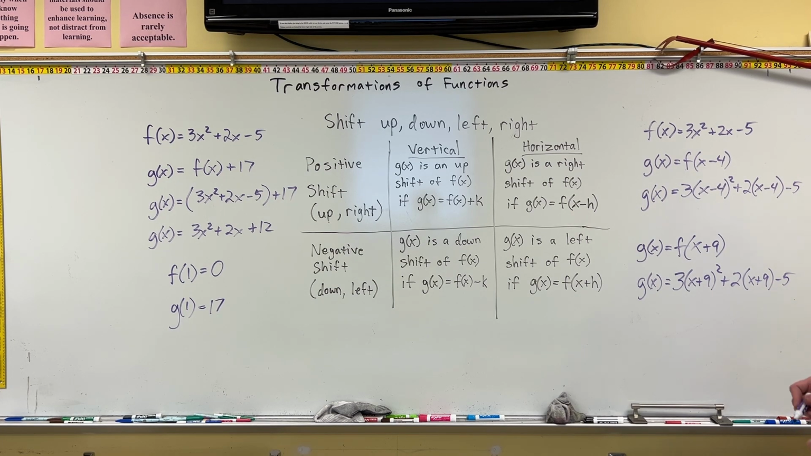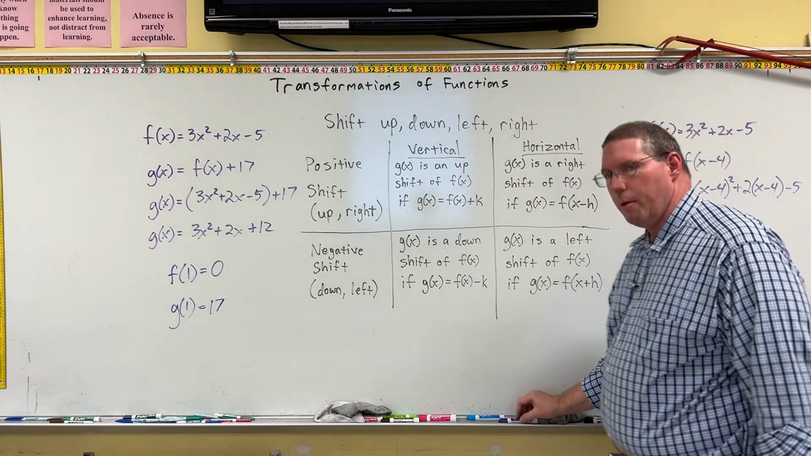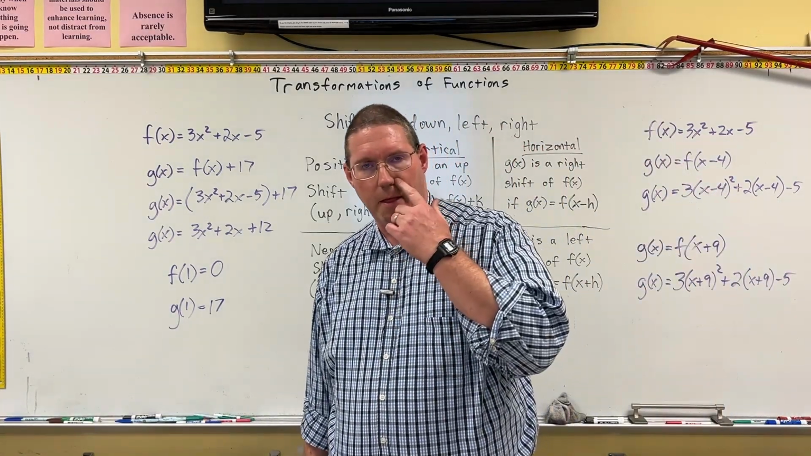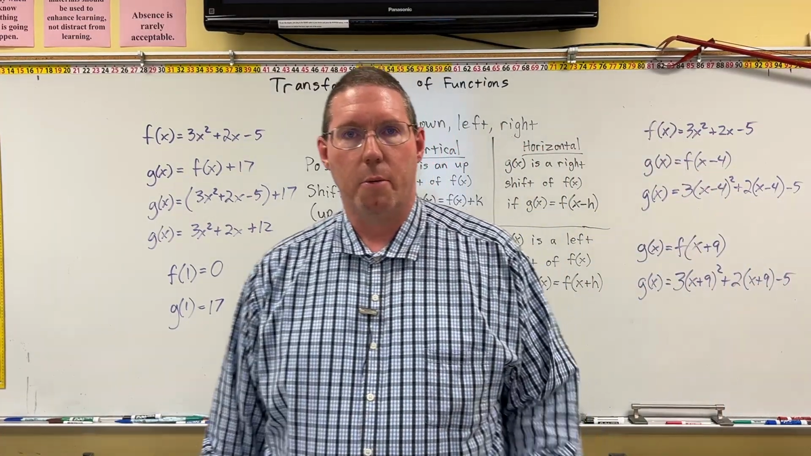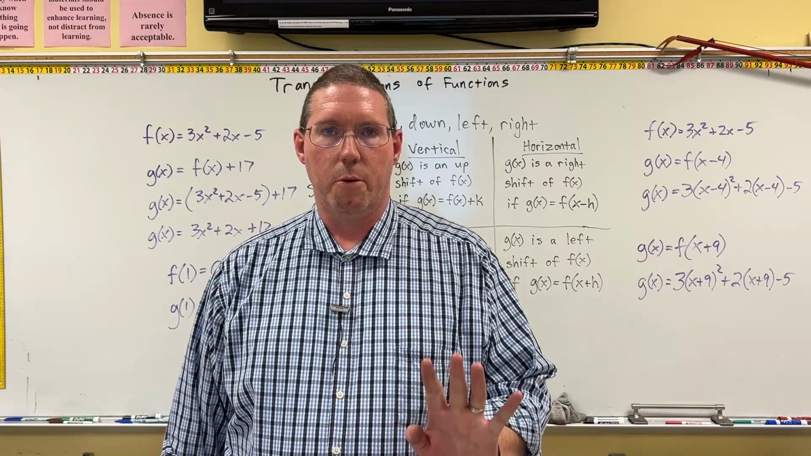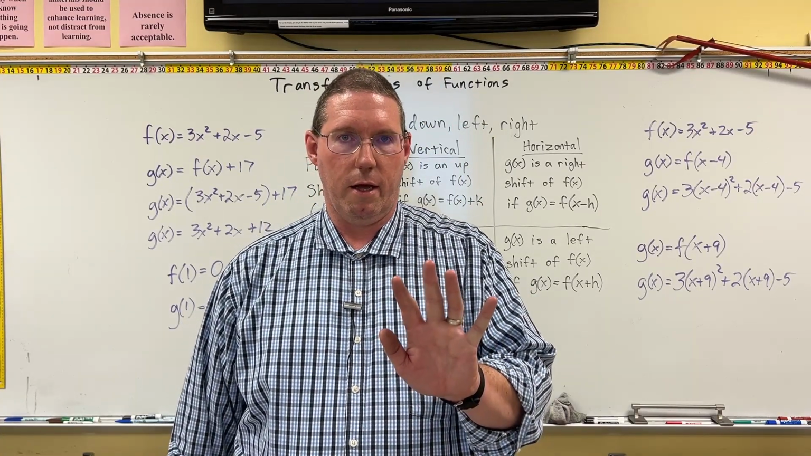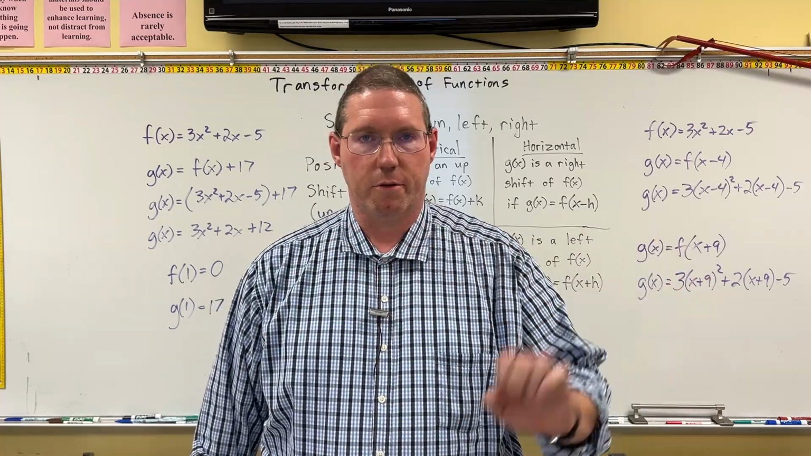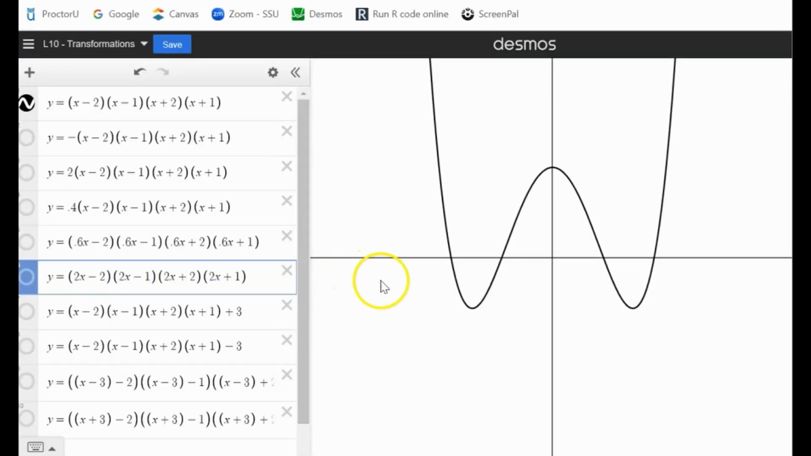Okay? And what we'll do now is we're going to go over to Desmos and we're going to see examples of this. We're going to take that same graph that we've looked at a few times and we're going to shift it up, we're going to shift it down, we're going to shift it to the left, and we're going to shift it to the right. Okay, so here we are again with this same function. And we got x minus 2, x minus 1 times x plus 2 times x plus 1.